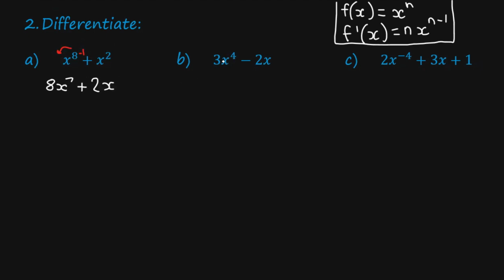All right, next one. So 3x to the power of 4. We're going to put the 4 at the front, and then because there's already a 3 there, we'll have to multiply. So we go 3 times 4, which is 12x to the power of 3. Okay, so 4 minus 1 is 3.